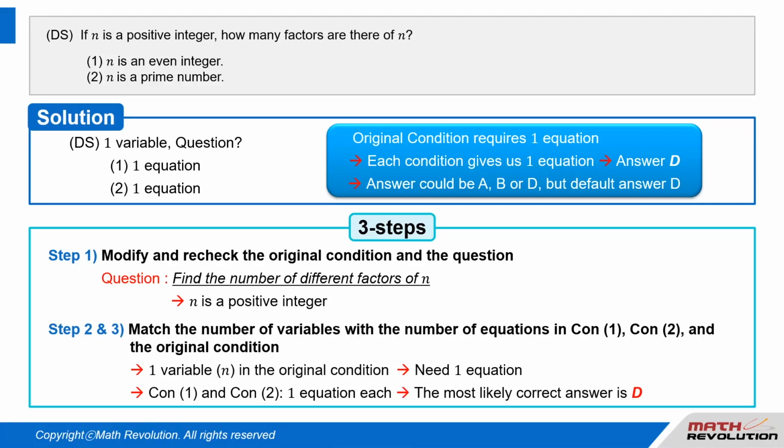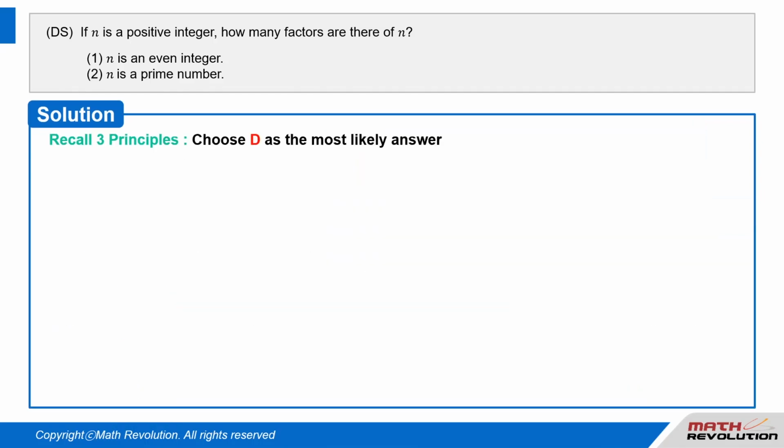From the original condition, we have one variable, n. To match the number of variables with a number of equations, we need one equation. Since conditions 1 and 2 will provide one equation each, D would most likely be the answer. That's right, the answer is D because one more equation is required. Recall 3 principles and choose D as the most likely answer.